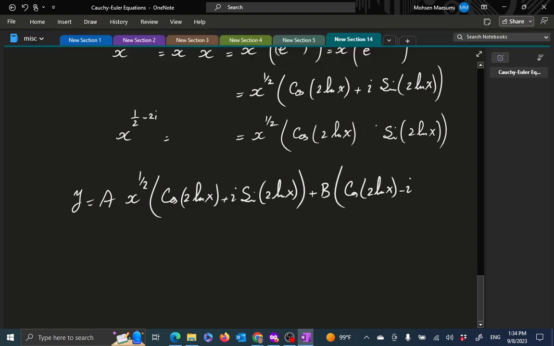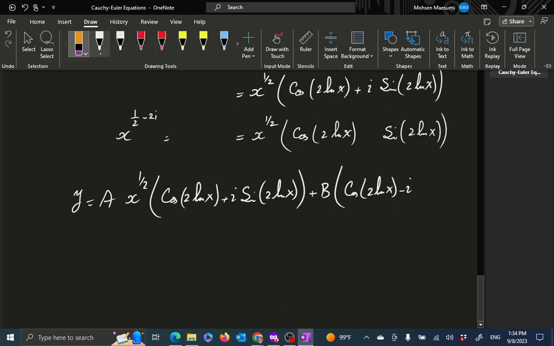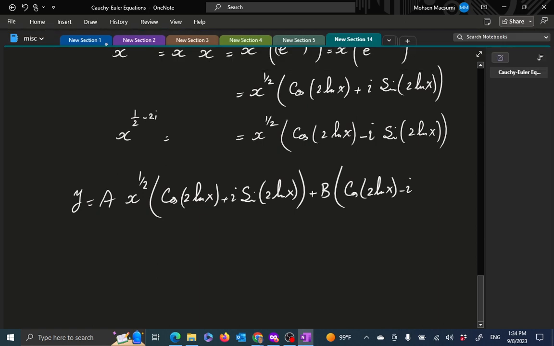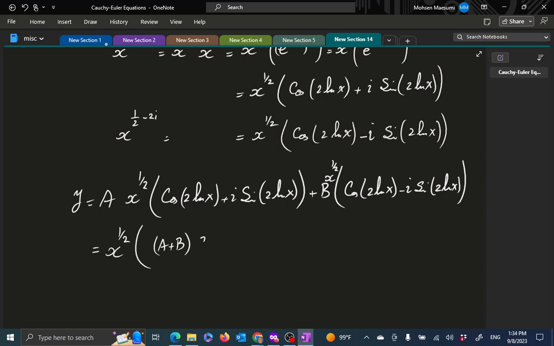Sorry, lecture. The idea was when you start with minus, you get a minus here. So I forgot that, sorry for that. Minus i times sine of 2 logarithm of x. And I forgot one more thing, x to the power of 1/2 here. So I can factor out x to the power of 1/2. I have a cosine and b cosine, so it's going to be a plus b times cosine of 2 logarithm of x.